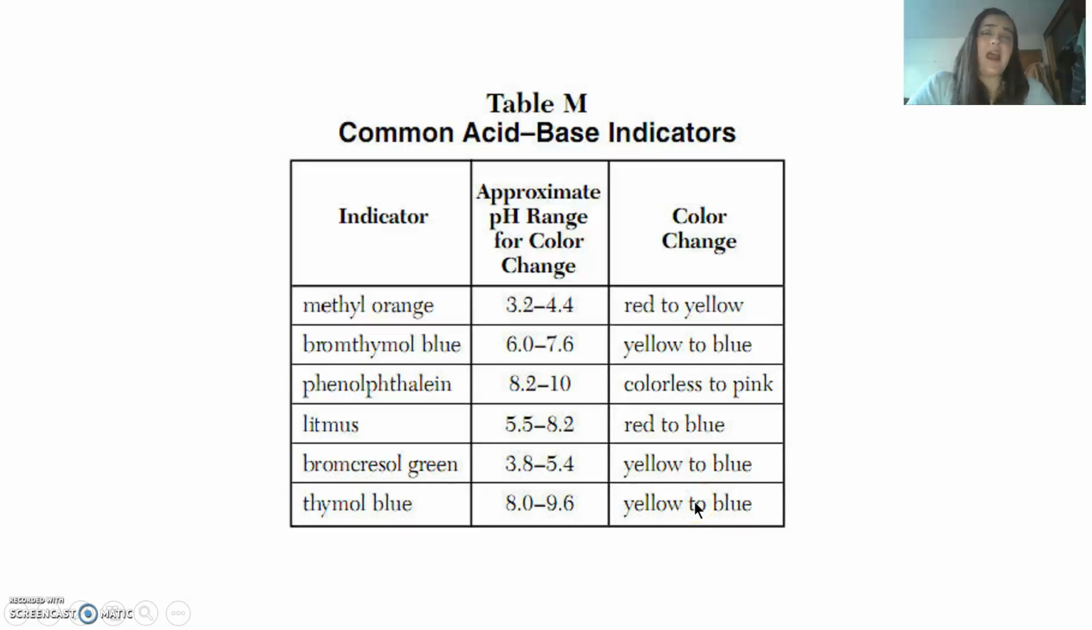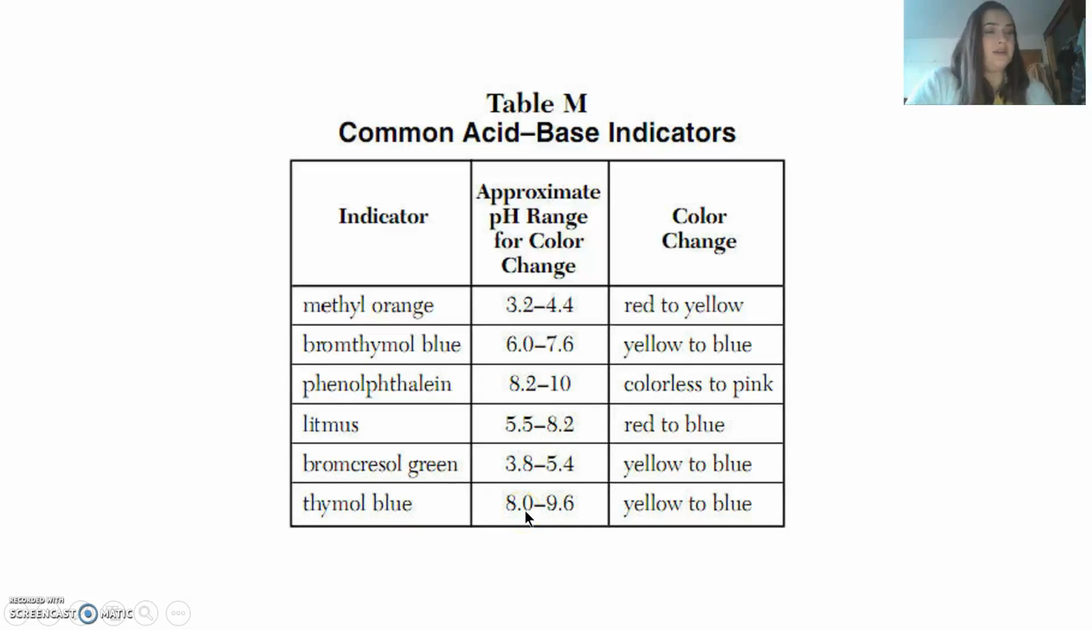So, I have a solution, but how do I pick an indicator for that? Well, it depends on what's in it. If you know that there is a base in your solution, you're going to want to pick something with a pH range above 7. So, let's look at our choices. We have litmus, which goes above 7 but starts under 7. We have phenolphthalein, which goes from 8.2 to 10, and we have thymol blue, which goes from 8 to 9.6.